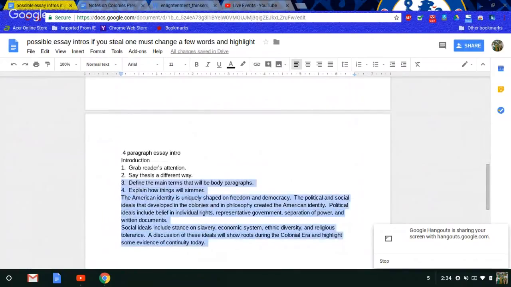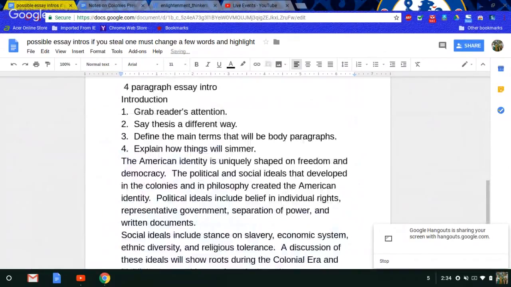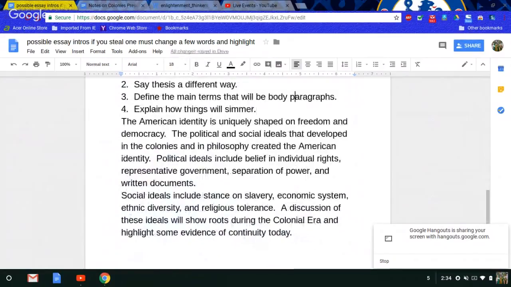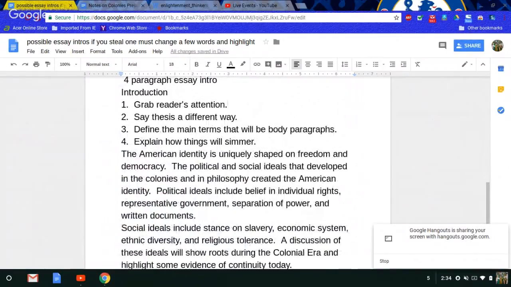Option 2 is if you do 4 paragraphs, and like so. I said we talked about it. Go up one. Grab the reader's attention, say the thesis in a different way, define the main terms that will be body paragraphs, and explain how things will simmer or cook.